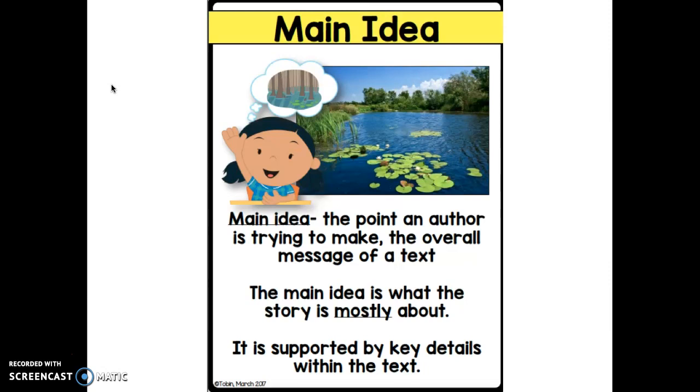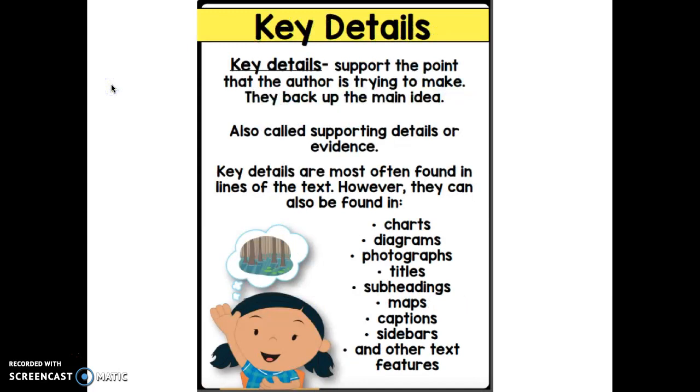Main idea. Main idea is the point an author is trying to make, or the overall message of a text. The main idea is what the story is mostly about. It is supported by key details within the text. Key details support the point that the author is trying to make. They back up the main idea. They're also called supporting details or evidence.